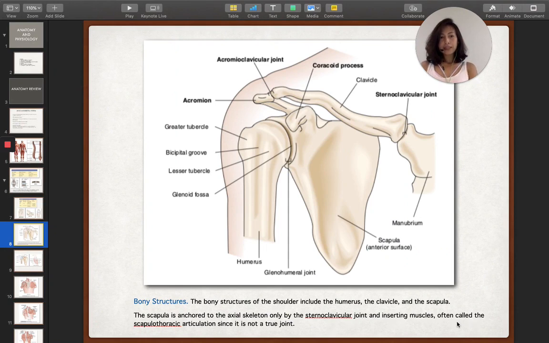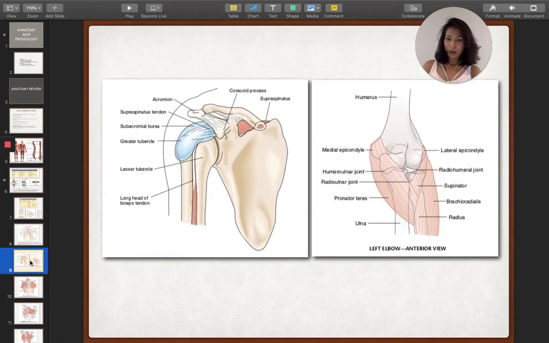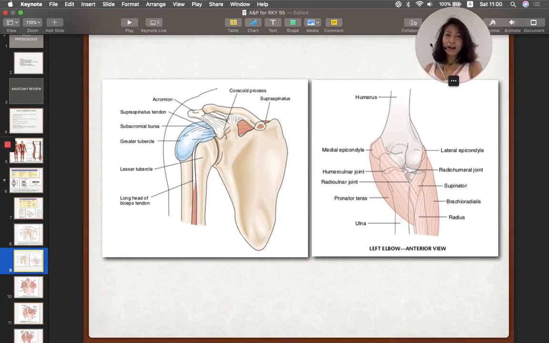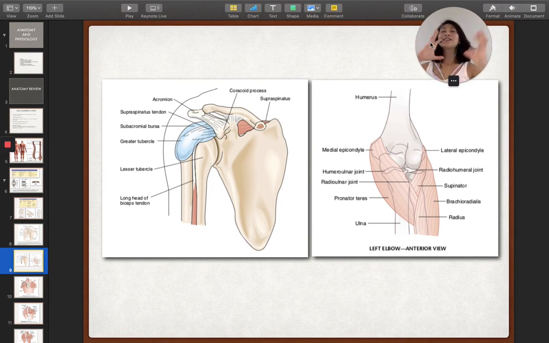Okay, so this joint, the sternoclavicular joint, is often called the scapulothoracic articulation since it's not a true joint. Right, so that's why we can do a lot of movements on our scapulae here. And it's so fun to see people who have a very thin back do the movements of the arms, and you can see that the scapulae are slightly curving in and out nicely.